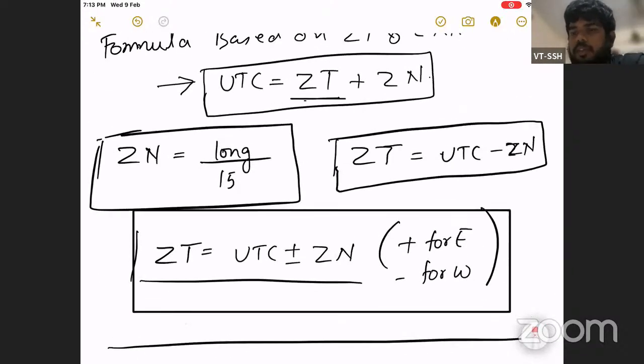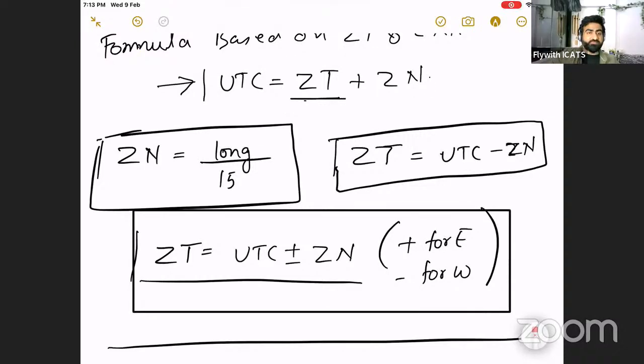So the upper formula: UTC is equal to zone time plus zone number. It will be standard, right? The plus sign is standard in this formula because your zone number can be negative, so your plus changes to minus. If your zone number is minus 9, then you cannot add that, because plus minus 9 is minus 9. Then you will subtract that. This is the easiest formula.